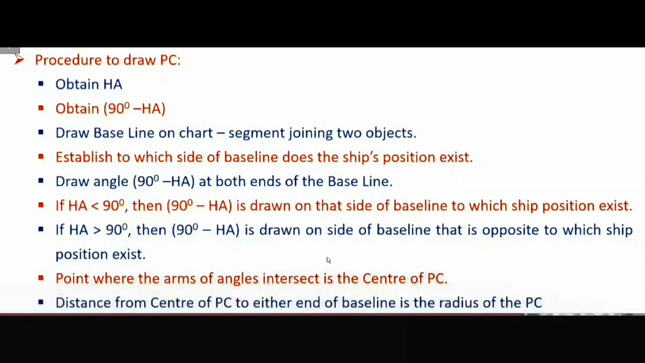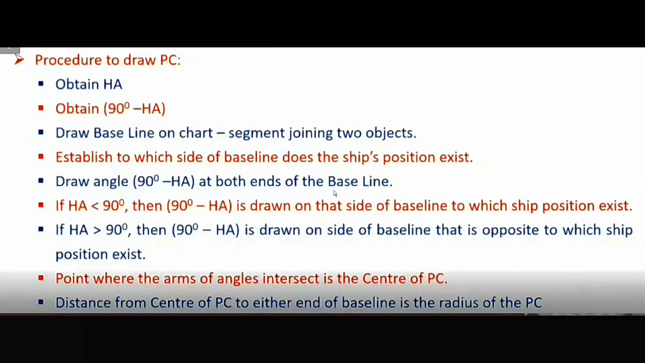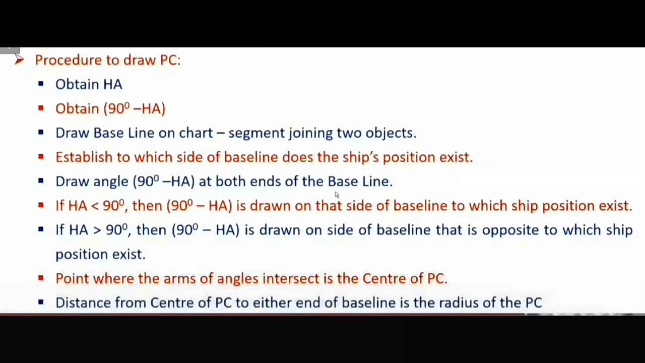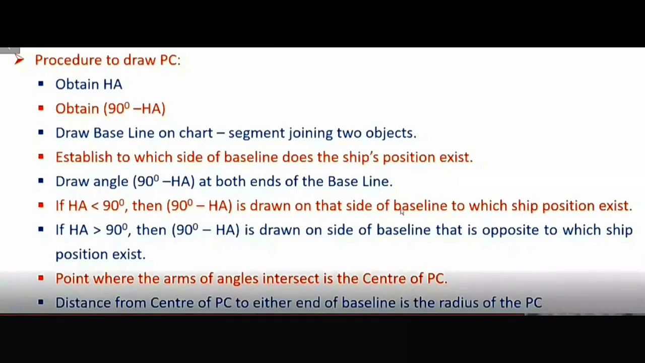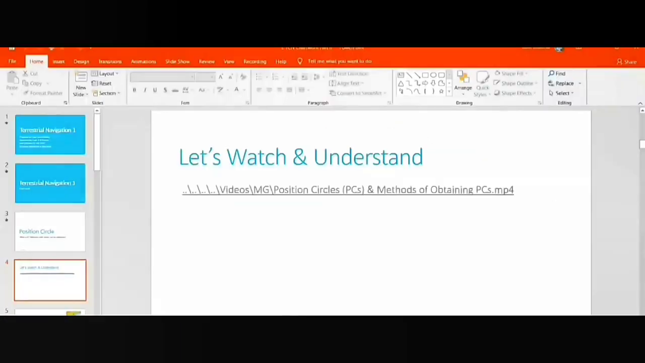Okay, I will show you actually this procedure on the chart. So maybe once you see. Baseline. What is the doubt, beta? Beta, you can type it out in the chat box.